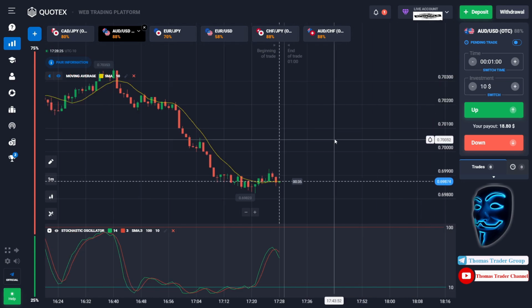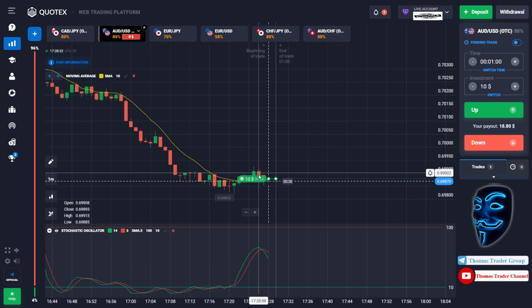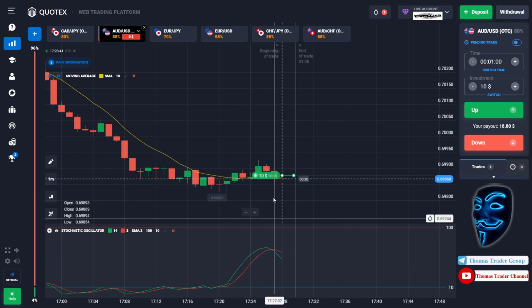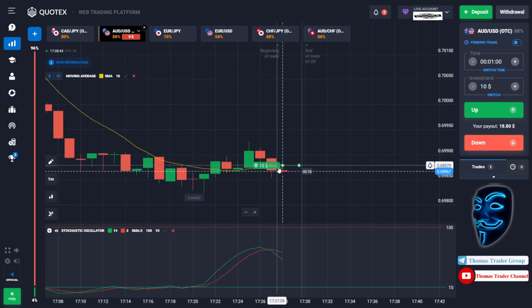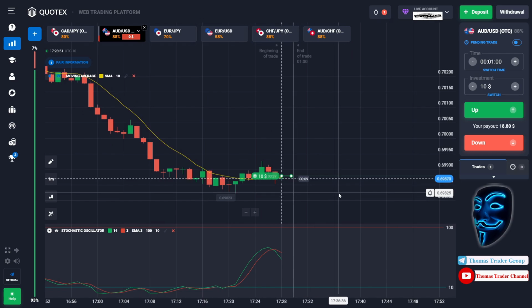Let's find the market. And over here we can open buy for 1 minute. As you can see, the market is going bullish and the market has just breached the moving average line. And as you can see over here, the stochastic oscillator is also facing bullish trend, and the market has already touched the moving average line. When the market touches the moving average line, it will make a rebound and it will continue the bullish trend. Let's prove it and let's wait till the end of our trade.